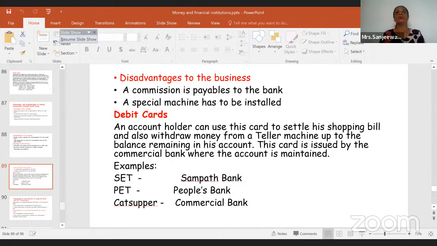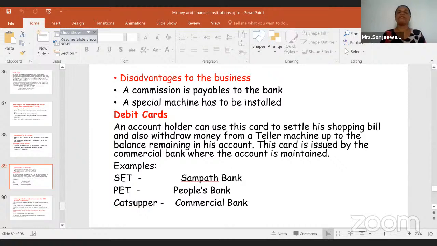Then disadvantages: commission. You need to pay a commission to the bank, right? And then you need to install a special machine. Okay, so these are the disadvantages. If you take the debit card, an account holder can use this card to settle his shopping bill. So for a debit card, you need to have a savings account. You can use the card up to the amount that you are maintaining in the account, not above that.